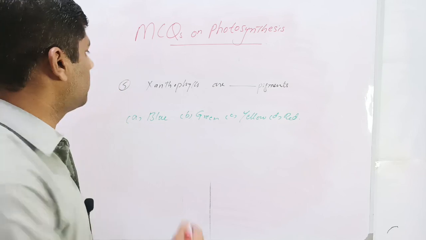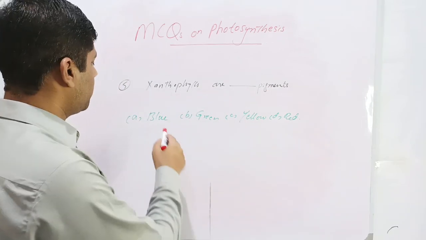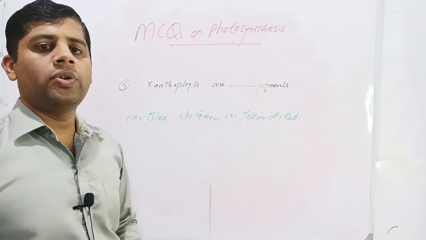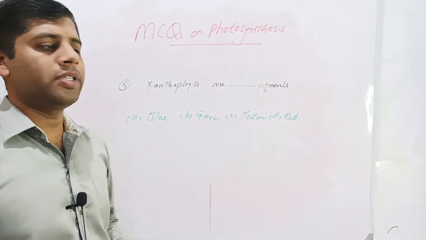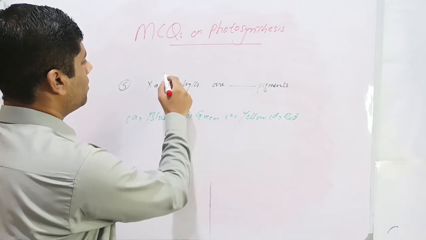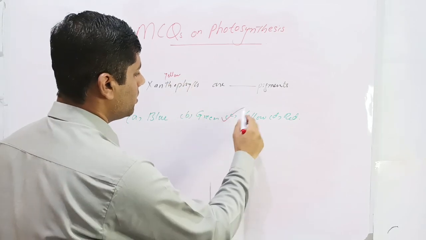Next question is, xanthophylls are dash pigments. The given options are blue, green, yellow, and red. We know that xanthophylls and carotenoids are the accessory pigments present in the plants. The xanthophylls are yellow colored, while carotenoids are orange to red. So the correct option is yellow colored.